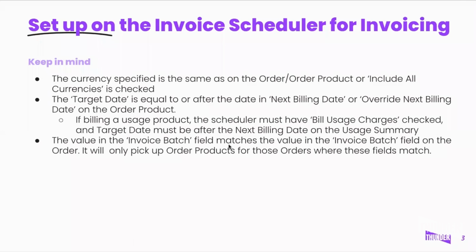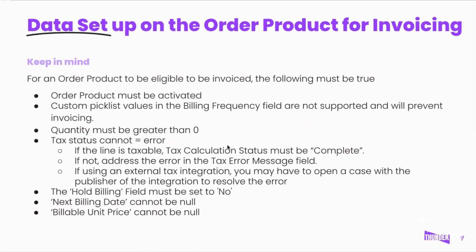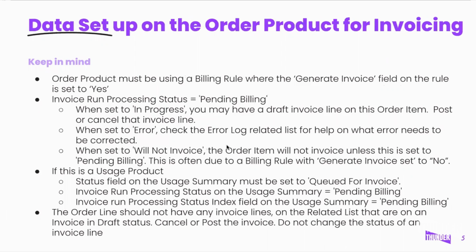So that's the process that I usually go through when I'm trying to figure out why an order product hasn't invoiced the way I expected or isn't showing up on the invoice at all. Again, I check Invoice Scheduler. I check my setup on the order product. And I also know that if it's using a usage product or there are usage summaries, I check the setup on that.